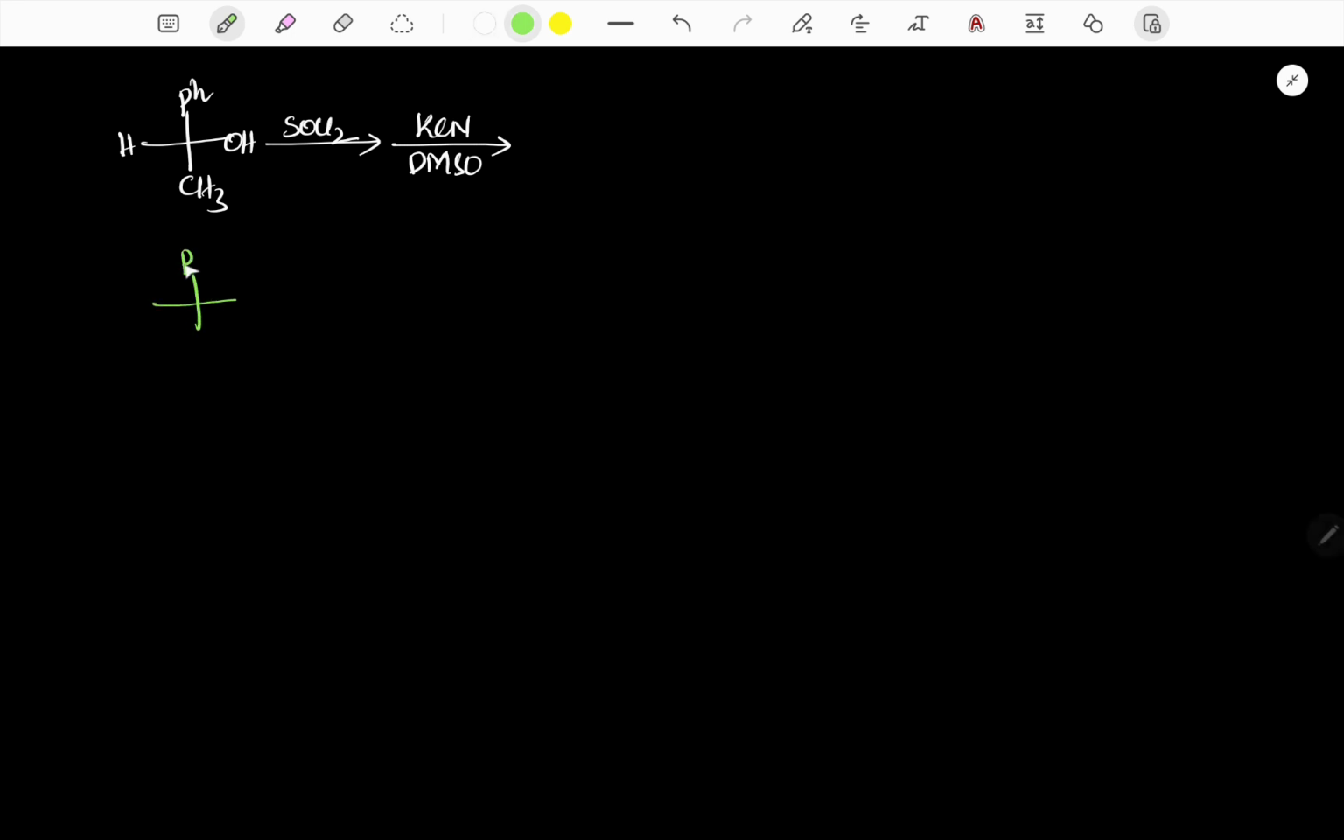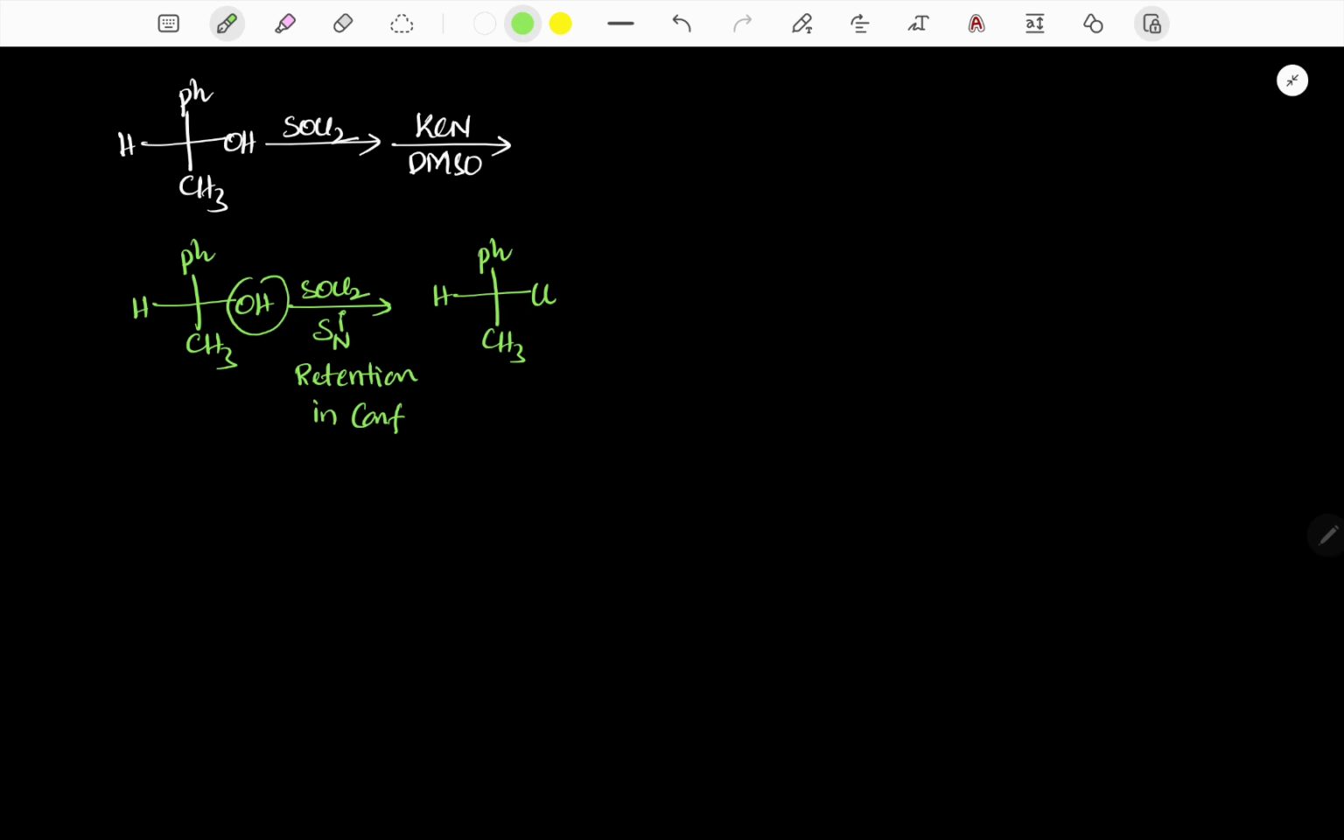Alcohol treated with SOCl2. It is a secondary alcohol, and the secondary alcohol is treated with SOCl2. We know that when an alcohol is treated with SOCl2, it follows the SNi mechanism, and SNi involves retention in configuration. Therefore here OH is on the right side, and in the final product Cl is on the right side. So it is a retention in configuration.